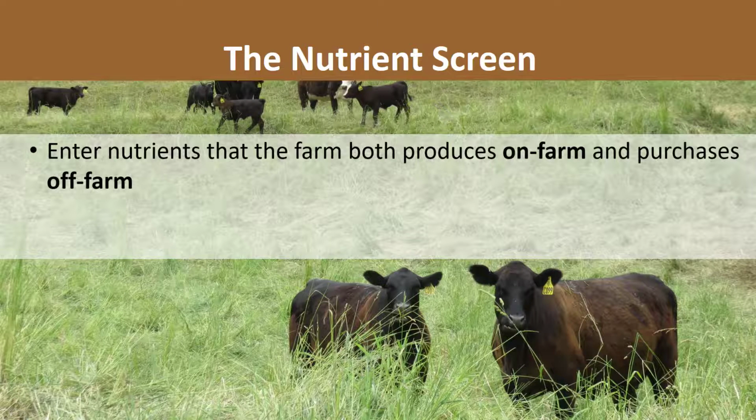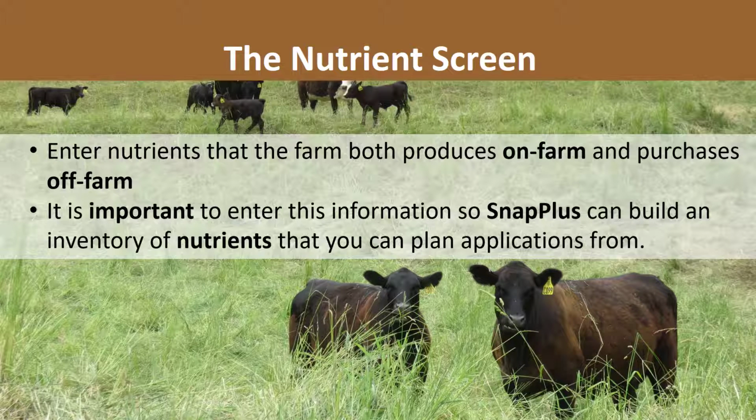The nutrient screen is where you can enter the nutrients that the farm both produces on-farm and purchases off-farm. It is important to enter this information so that SnapPlus can build an inventory of nutrients that you can plan applications from.